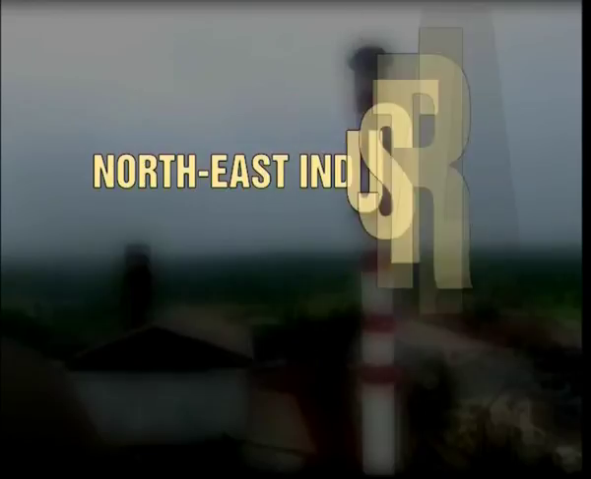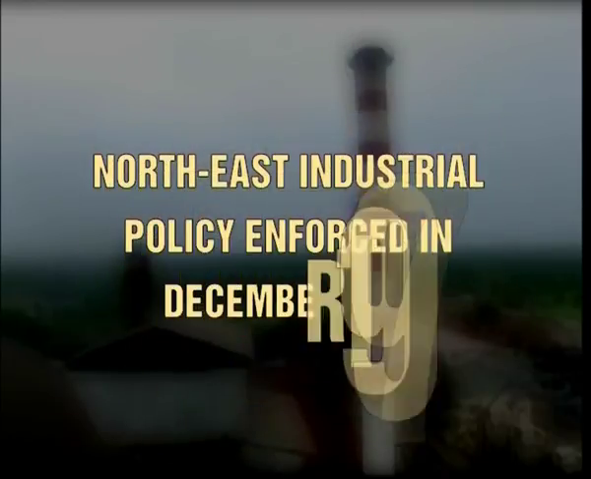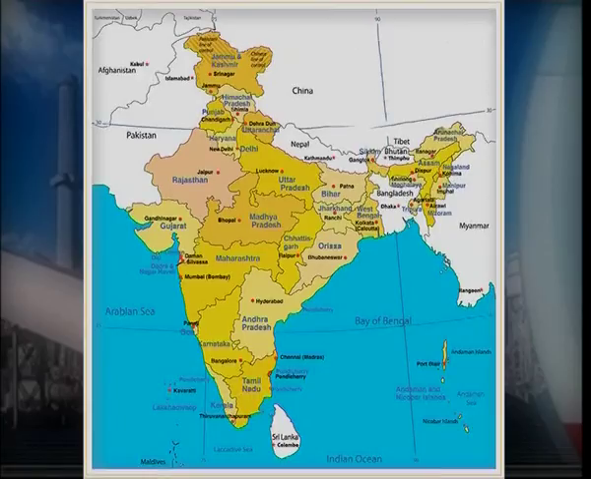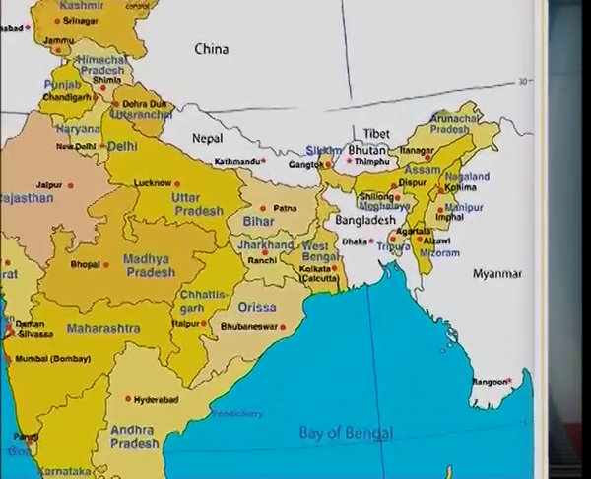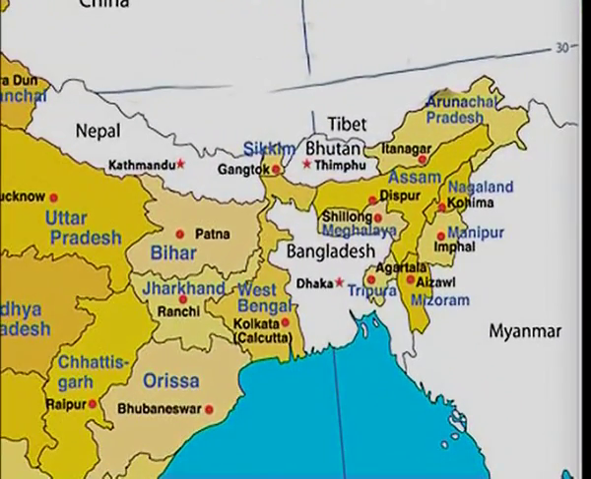Before coming to the limitations of the new economic policy, let me discuss briefly the Northeast Industrial Policy enforced in December 1997. In an effort to mitigate regional imbalances, the government announced a new Northeast Industrial Policy in December 1997 for promoting industrialization in the northeastern region. This policy is applicable for the states of Arunachal Pradesh, Assam, Manipur, Meghalaya, Mizoram, Nagaland and Tripura.